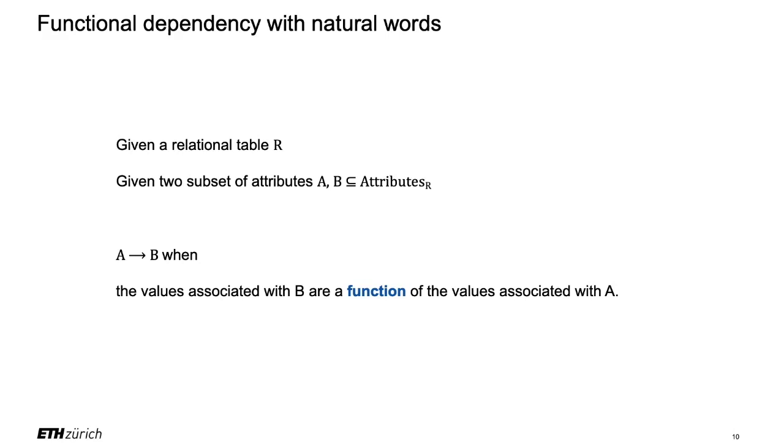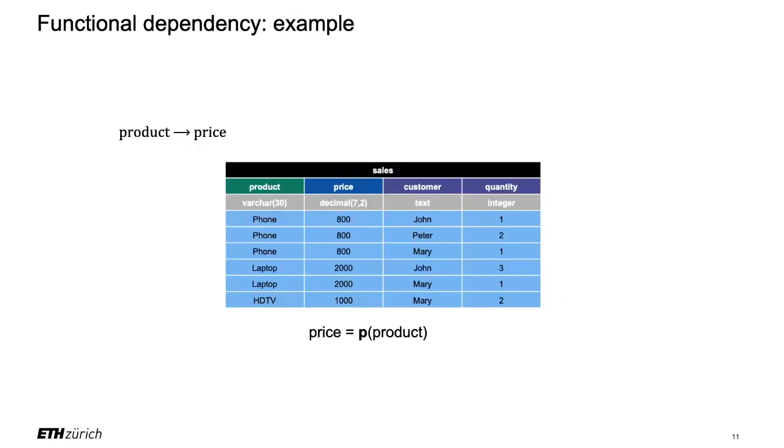So in natural words, another way to put it is that the values associated with B, so all the attributes that are in the second set, are a function of the attributes on the left-hand side. This means here that we could write formally that price is P of the product, where P is some function, right? Of course, it's not going to be an explicit formula like a logarithm of X multiplied by an exponential of 1 over X squared. There's no formula, but it's still a mathematical function in the sense that you're associating values with values, right? So phone is 800, laptop is 2000, HGTV is 1000. So there is a function that gives you the price.